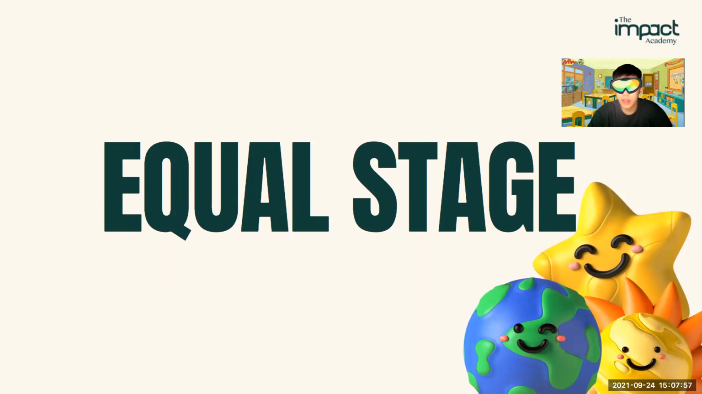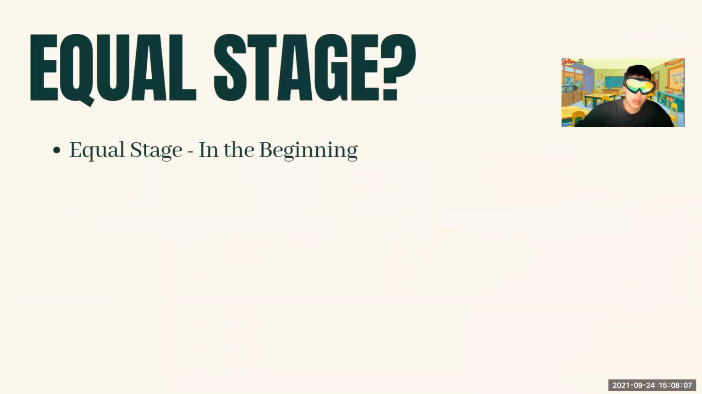Today I'll be covering a P3 math concept called equal stage. You will face many of such questions in problem sums section C. There are two types of equal stage. The first one is what we call in the beginning. What's that? It basically means that people have an equal number of items at the start. If you are still confused, don't worry because I have some examples to show you.